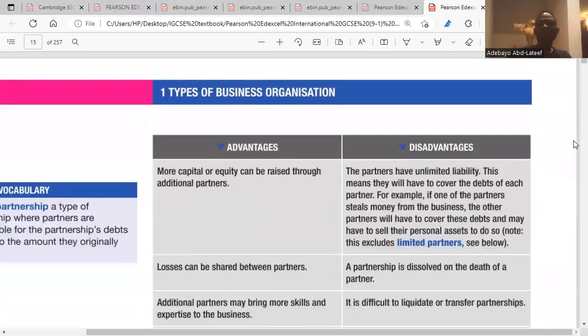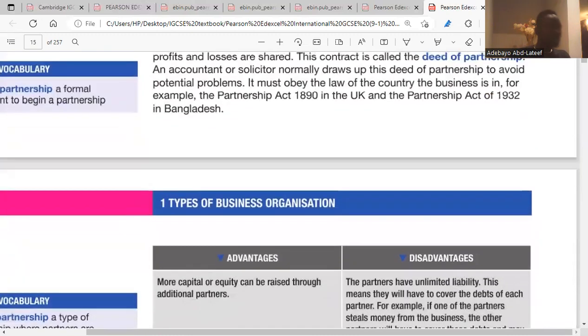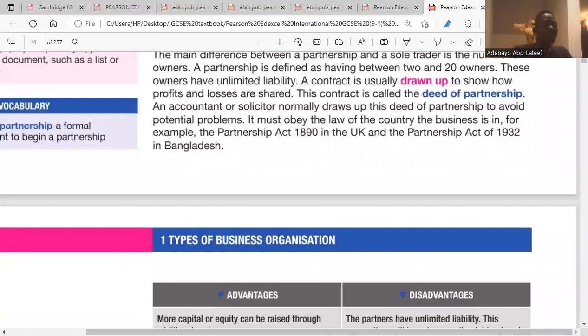So what we're talking about, partnership, is a form of business, and what makes it different from a sole trader is that it involves 2 to 20 owners. Does it have to only be 20? I think the maximum, yes, 20. Okay. According to the law, the maximum is 20. So that makes it different from a sole trader.